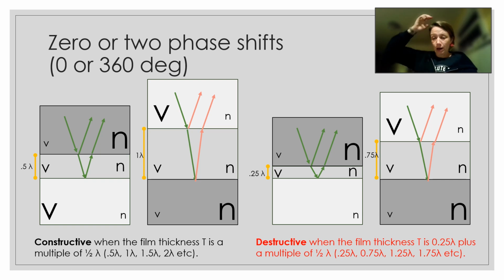We've gone through and back up again. And that means that the crest of the top wave is going to line up with the trough of the wave that went into that film. And so that's going to produce destructive interference. So we're going to notice that we have destructive interference every time the film thickness T is 0.25 wavelengths plus a multiple of a half a wavelength, right? So 0.25, 0.75, 1.25, etc.